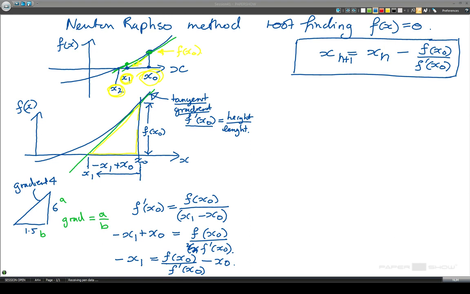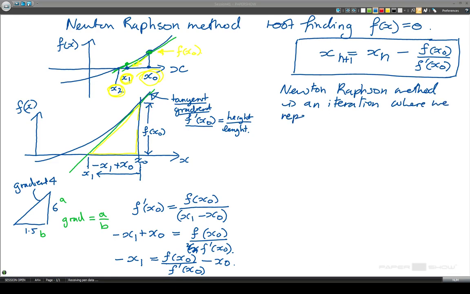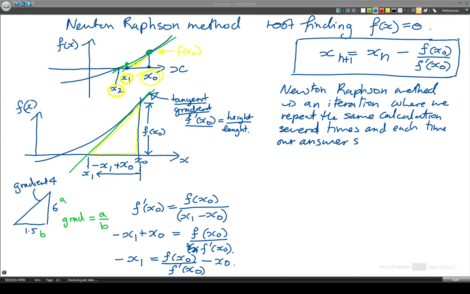So the Newton-Raphson method is an iteration where we repeat the same calculation several times, and each time our answer should improve.